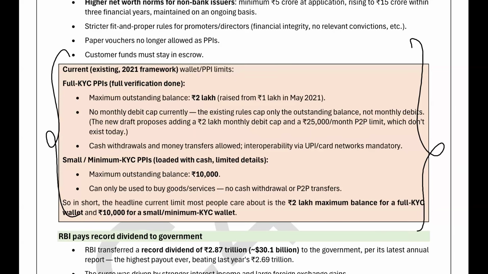The data, you should note it down on your A4 size paper. What is the maximum outstanding balance, how much it can be on a small minimum KYC PPI, loaded in cash, and everything. You should note it down, okay? Because this change has come, questions can surely be framed from this. And this is in the May month, so surely it will be framed.